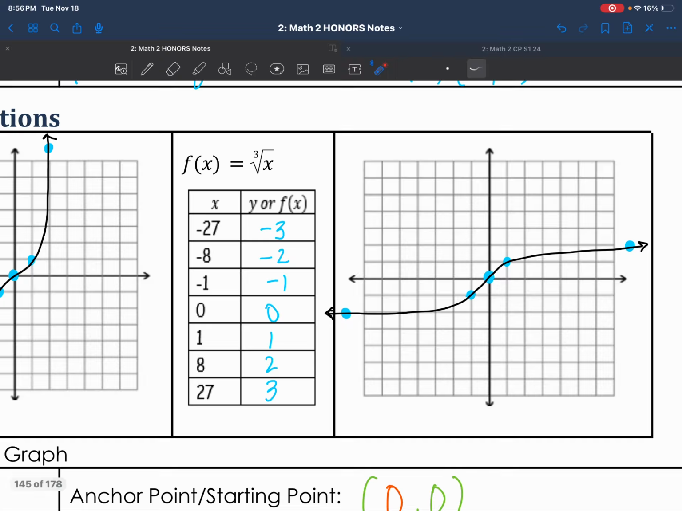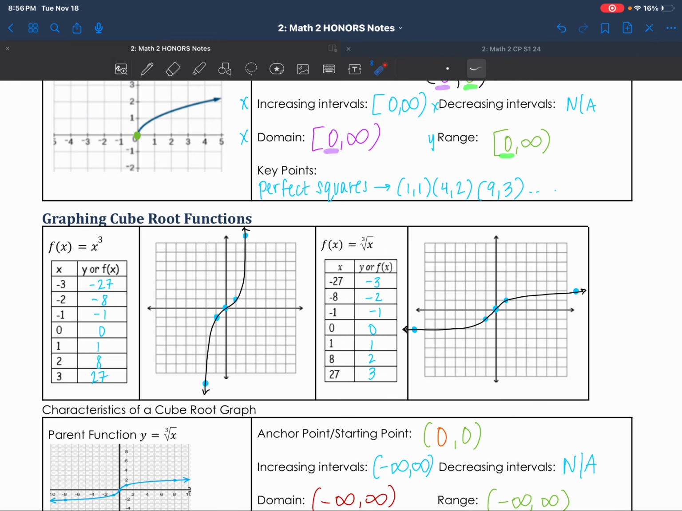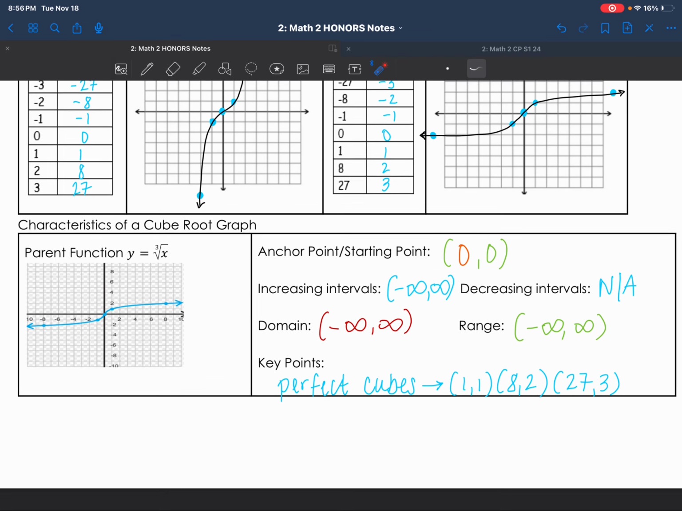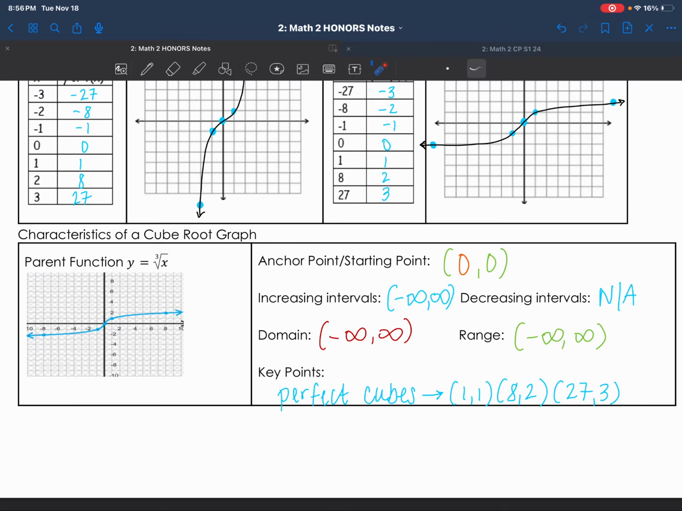Now, it's okay to have negatives under a cube root, so these we can all graph because it is okay to have a negative under a cube root. So that's some things to notice. Now, some characteristics of a cube root graph. This is the parent function, y equals the cube root of x, and your starting point is your anchor point, and that's going to be at 0, 0.